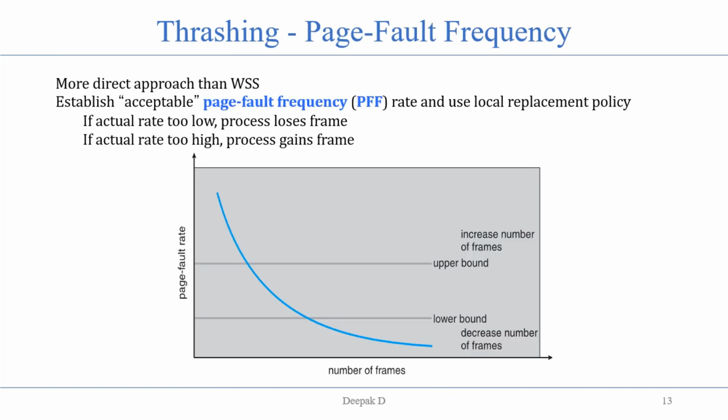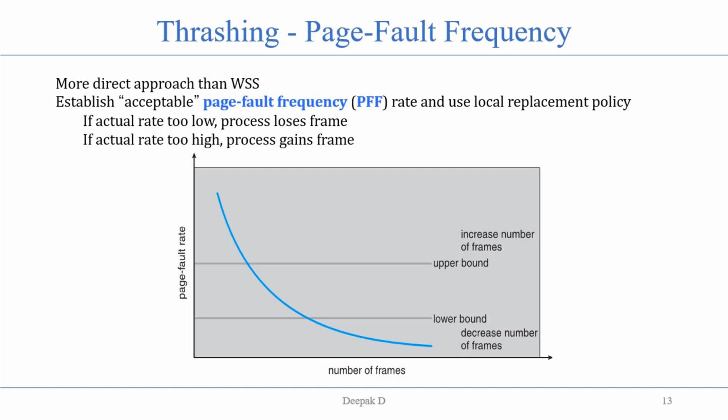We have seen in the working set strategy that whenever the page fault rate increases, we suspend a process, and whatever frames were allocated to that process are made free. Those frames are allocated to the processes which are in need, that is, the processes which have high page fault rates. This is with respect to the working set strategy.